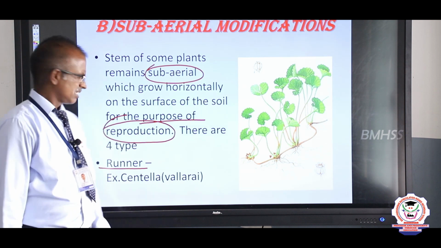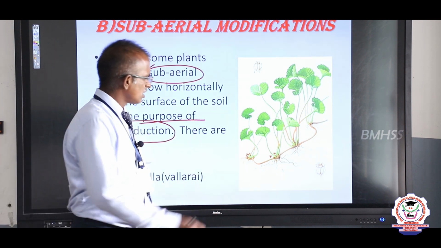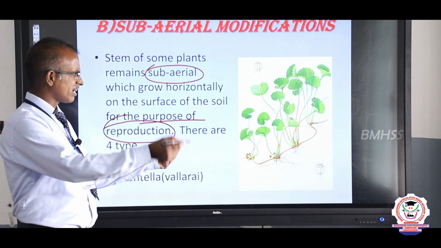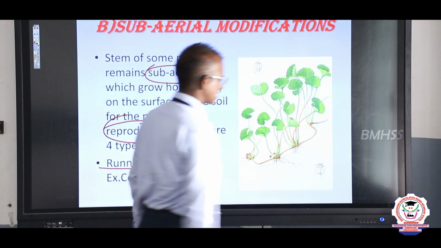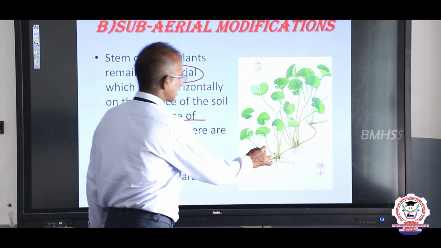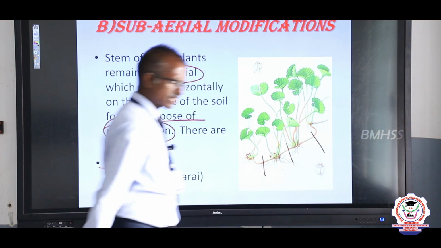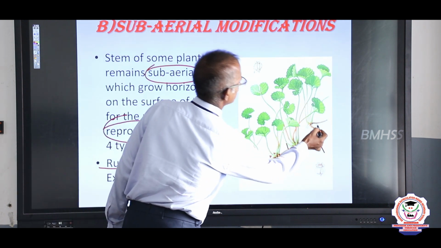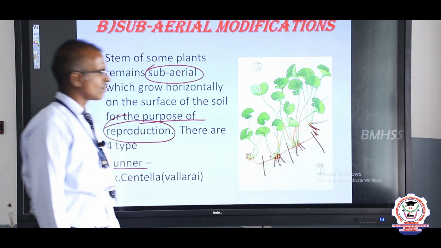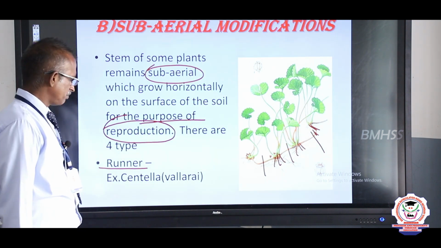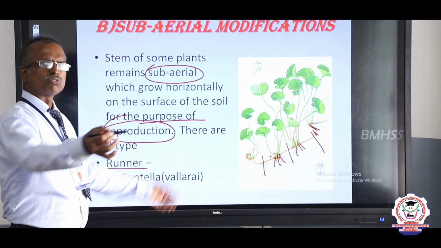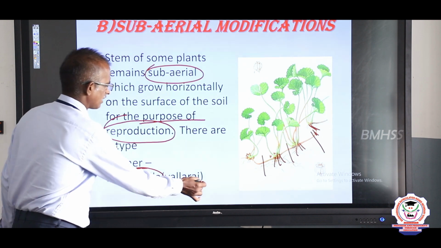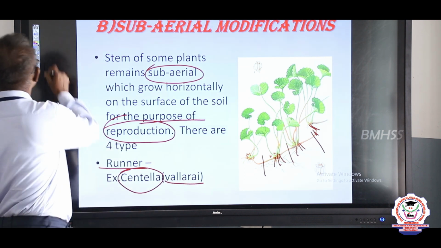In this case, the stem grows just above the soil surface. A very weak stem grows above the soil surface. If it breaks up, each bit develops roots, each bit gives rise to roots. This we call runner, odudal. Example, centella, otherwise called vallarai keerai.